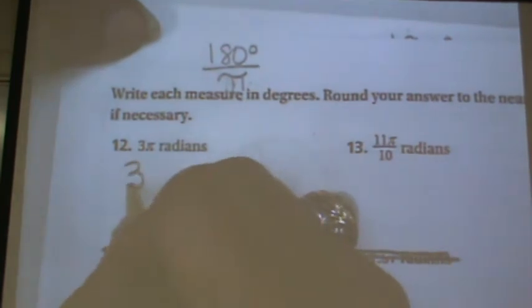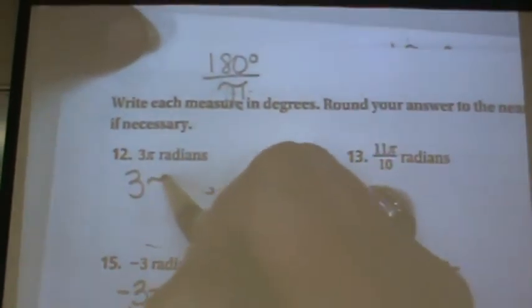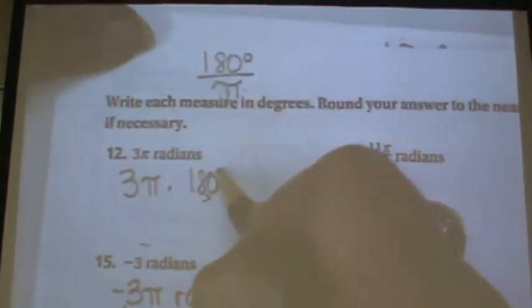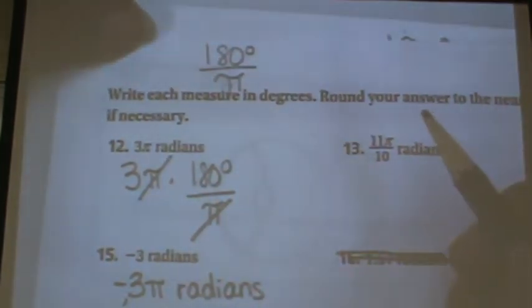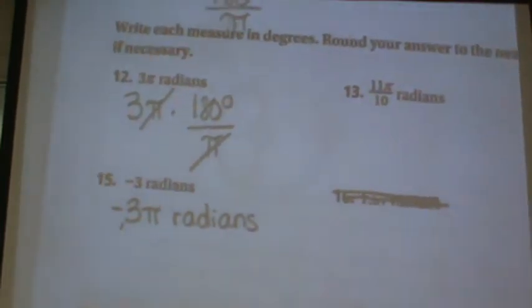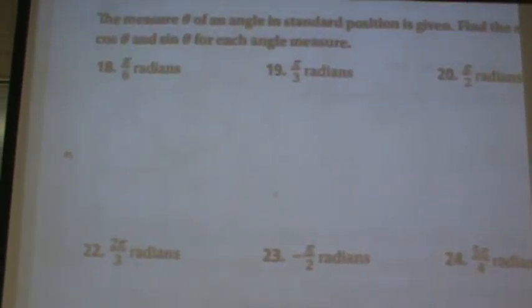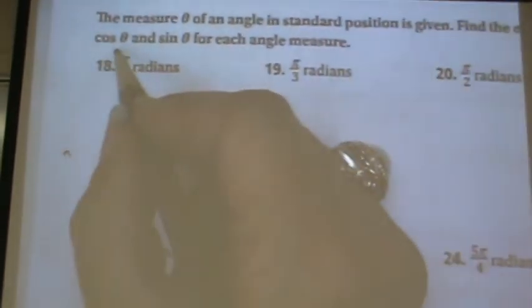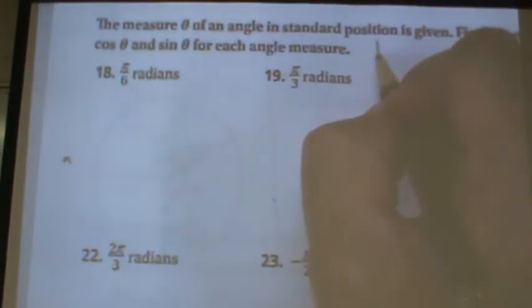What's gonna cancel on these? The 3 pi. So these will cancel like that, and then multiply across. Okay, and then the last 8 problems. I'm gonna add tangent. It only says cosine and sine, I want you to also do tangent.